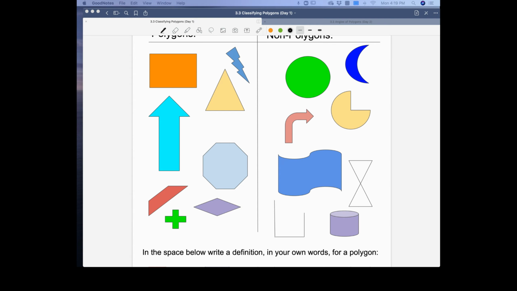And how are they similar? What do they all have? What do they have in common? And then take a look at the images on the right side. How are those different from the polygons? Why are they not polygons? So do your best to write your definition and come up with as many examples as you can.